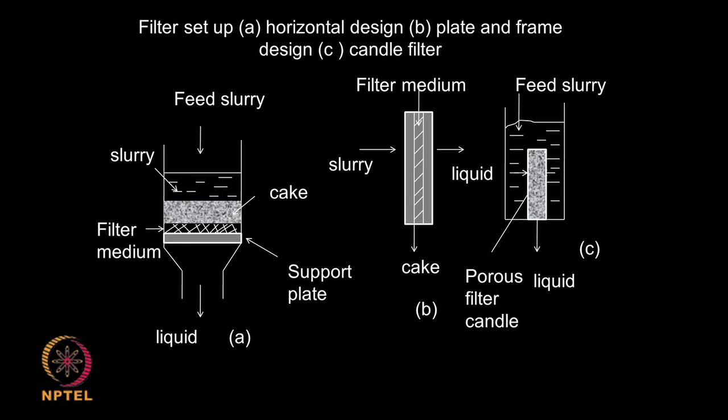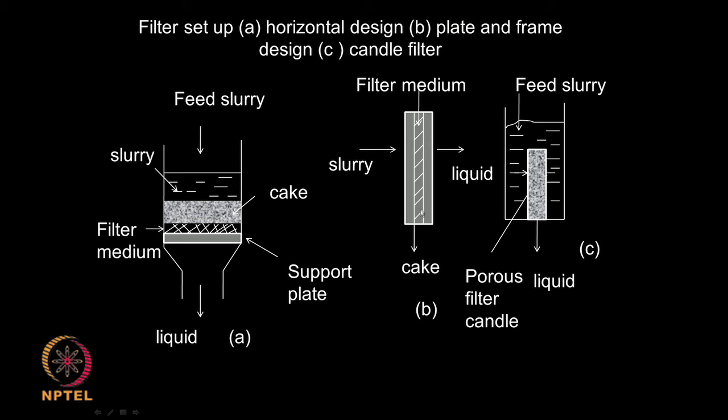Okay. So, in a filter you can have this type of design, a horizontal design, which is also called a dead end filter. The feed slurry comes in, there is a filter cloth or filter medium, here it is called the filter medium, it could be a metal or ceramic, and so your cake is formed here and the liquid flows through, and the liquid is collected here, right. Or you can have a plate and frame design.